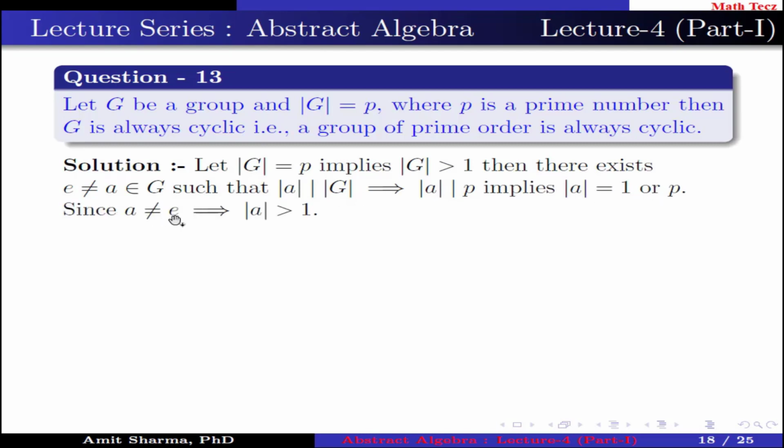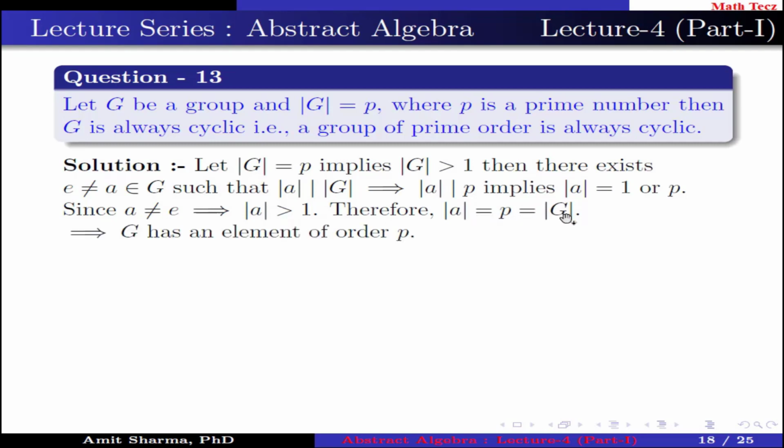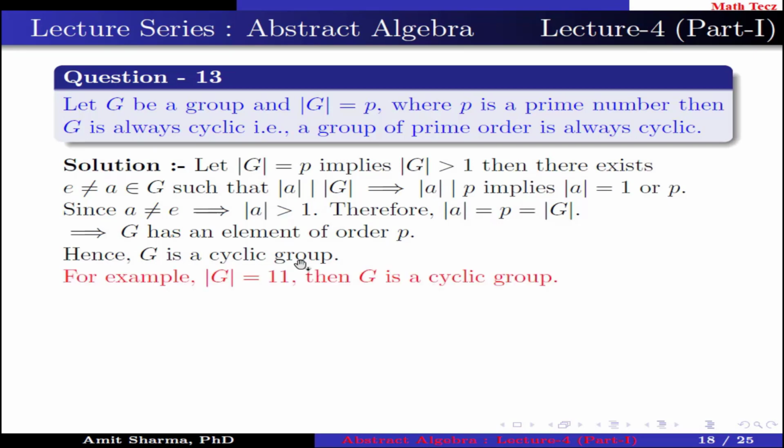Since A is not equal to identity, implies order of A is greater than 1. Therefore, order of A equal to P, which is equal to order of G, implies G has an element of order P. Hence, G is a cyclic group. For example, if order of G is 11, then G is a cyclic group.